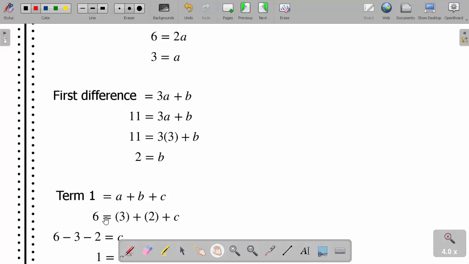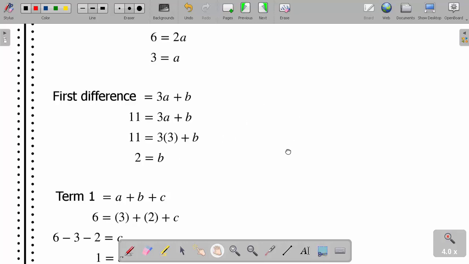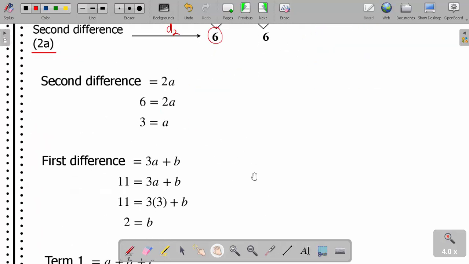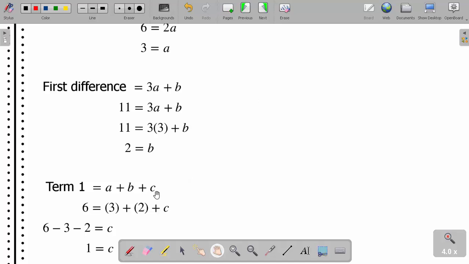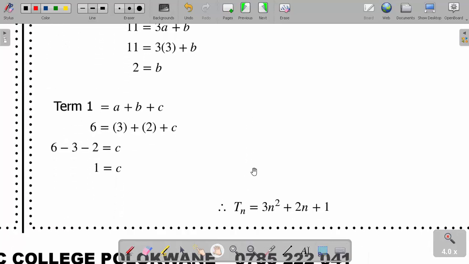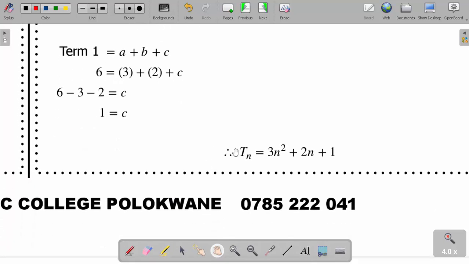My term 1, T1, as you can see here, is 6. So 6 equals a, that is 3, plus 2 plus c. 3 plus 2 is 5. What about 6 minus 5? I get 1. So my c is 1. After getting the c, b, and a, now I have my general term of the quadratic, which is Tn equals 3n squared plus 2n plus 1. Hope we are together. Let us proceed.